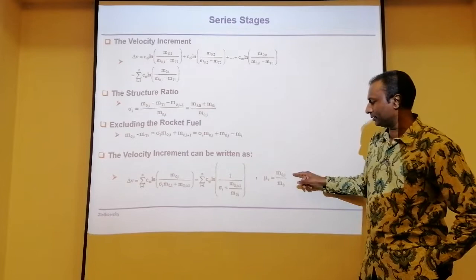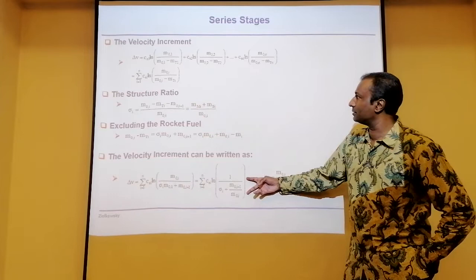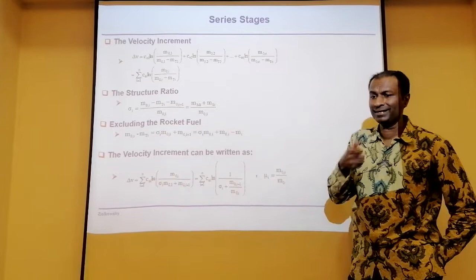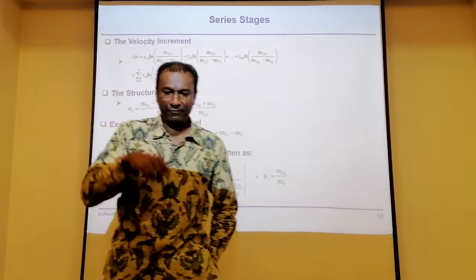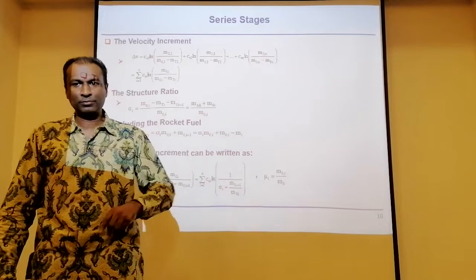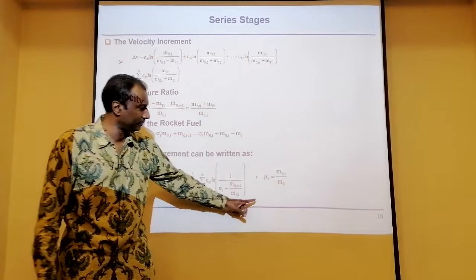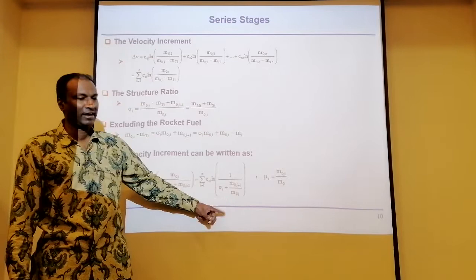So we can keep on writing this. This form can be written in the form we have just introduced, where you see structure and payload ratio. You can keep this or you can write it as structure ratio or payload ratio. In terms of payload ratio, if you have three stages, you have mu 1, mu 2, and mu 3. For example, if you have stage 1, you have mu 1, stage 2, then you will have mu 2, and so on. We will see afterwards how we can manipulate this.